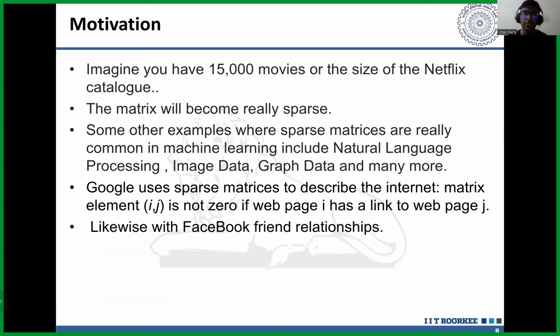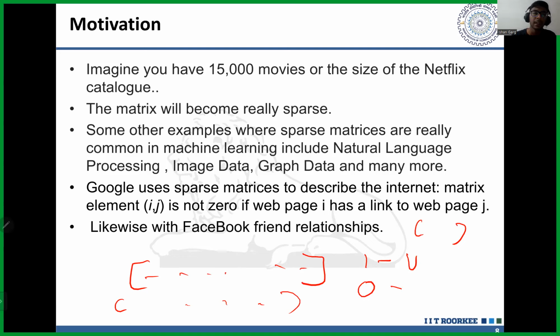We can also see some other examples where sparse matrices are really common. For example, consider natural language processing. In natural language processing, we consider a feature vector which is based on the different words. If we consider a paragraph for which we create a feature vector, it will give one if the word is present and zero if it is not there. So if a vocabulary contains a million words, while a paragraph contains about 10,000 words, the vector will become sparse on its own. Similarly, sparse matrices are also really common in image data, as was my motivation for the subject, graph data, and many more. Google describes the internet with the help of sparse matrices.